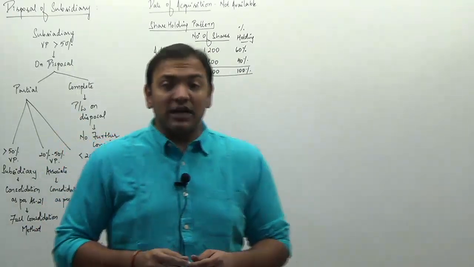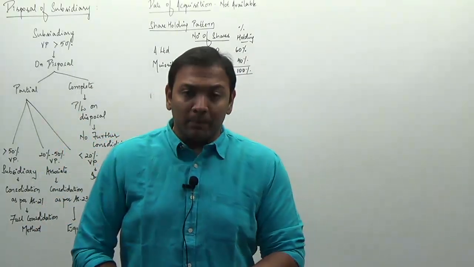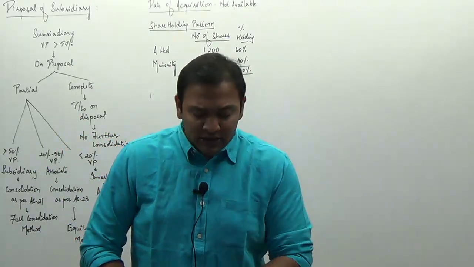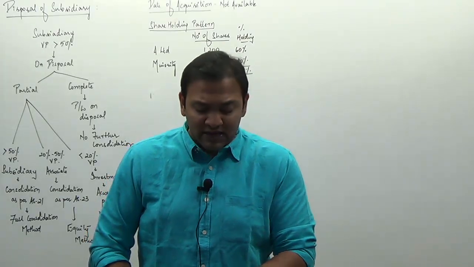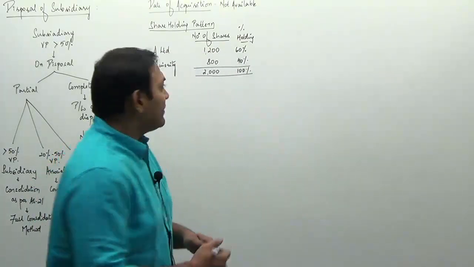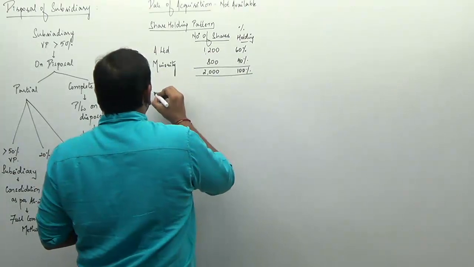Yes, there is a profit on sale of disposal, but for which company? B Limited, not for the subsidiary. Subsidiary directly said 4,400 is the balance of reserve on the date of his acquisition. So nothing else is relevant from that. I can directly go for distribution of reserves.